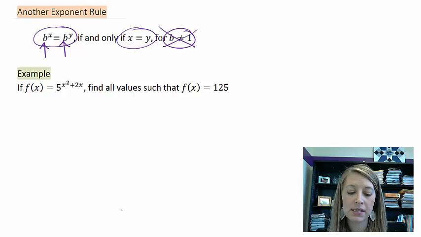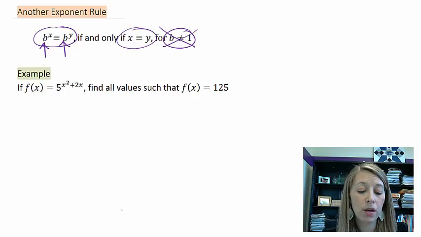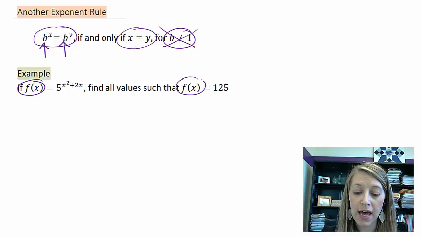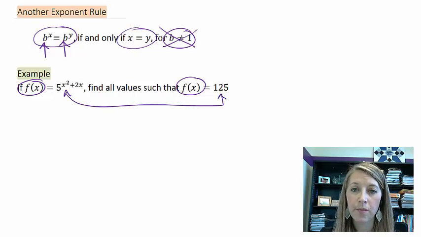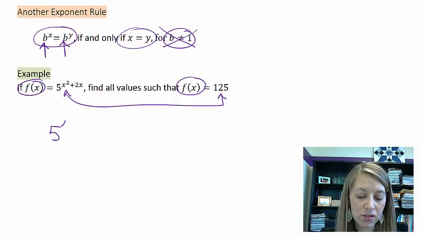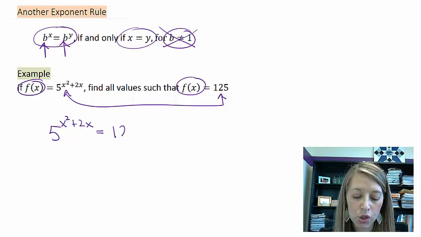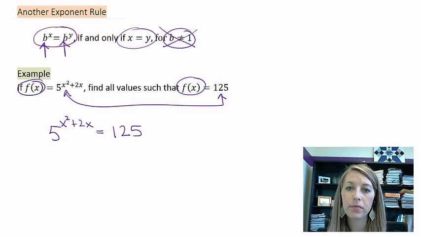If f of x is equal to 5 to the power of x squared plus 2x, we want to find all the values such that our equation is equal to 125. So basically we want to know when f of x is equal to 125, or when this is equal to this. So that's how we set up our equation. When is 5 to the x squared plus 2x equivalent to 125?